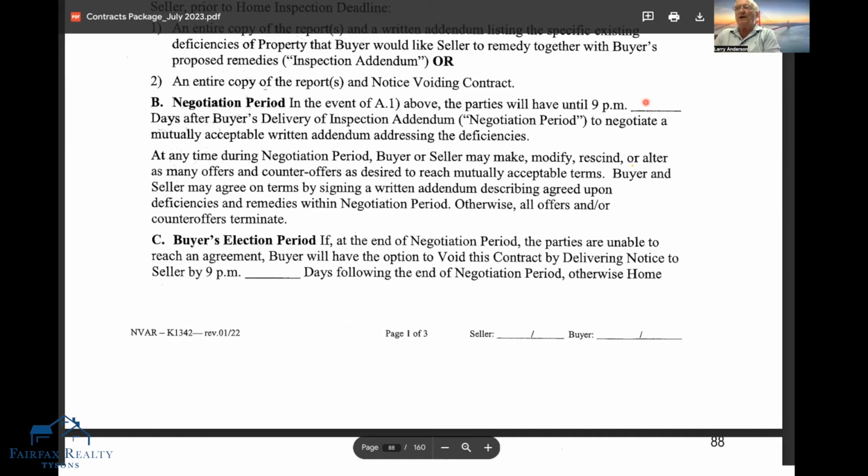I see 3 days quite often. And if it's a weekend and people are out of town, it just doesn't give you enough time. I would suggest at least 7 days if you can get it. They may not allow 7, but at least try for it. After buyer's delivery of the inspection addendum, to negotiate a mutually acceptable, and here's the key words, written addendum addressing the deficiencies. Written, not oral, means nothing to agree until you get it in writing.